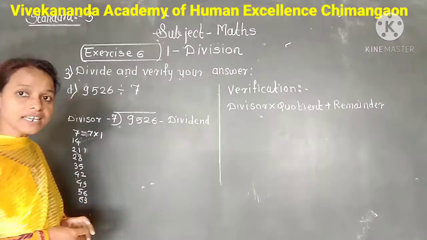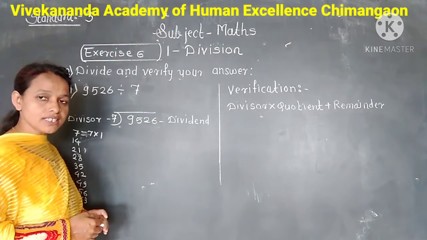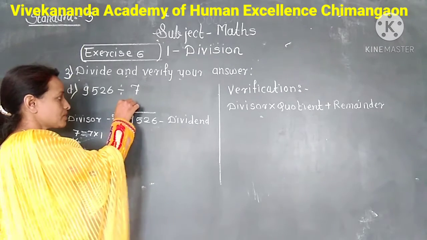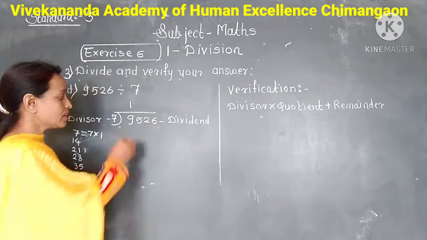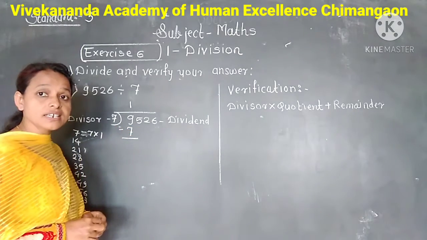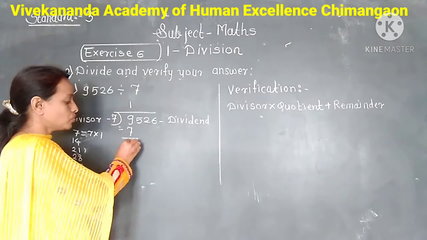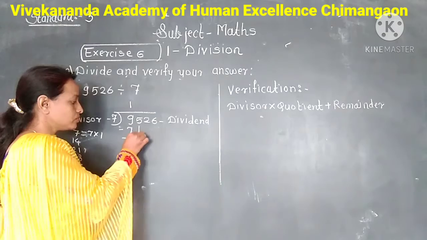So we divide 9 by 7. We get 1 as a quotient. So write 1 as a quotient in the 1000 place. And write the product 7 right below 9. And subtract, we get 2. Now the next digit 5 we bring down.